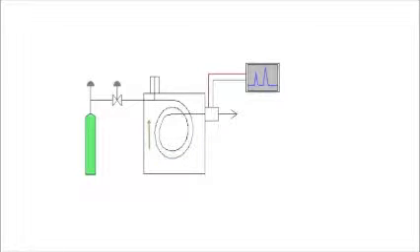Another helpful feature similar to split injection is temperature programming. With temperature programming, we can separate compounds with a wide range of boiling points and adjust the speed at which they go through the column.